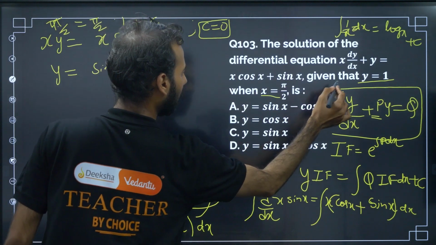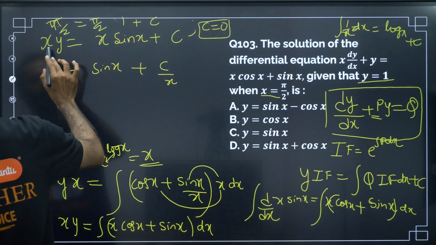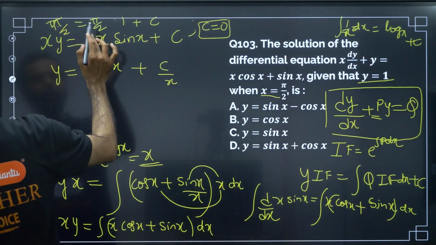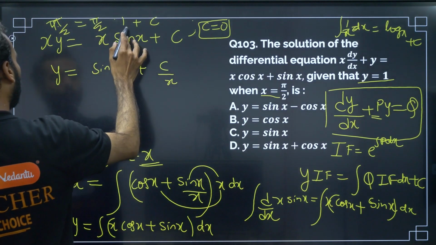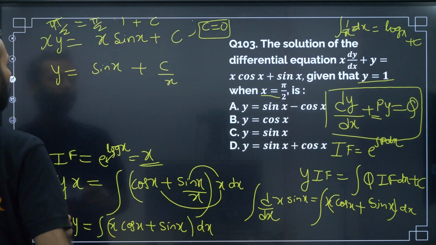From the given condition, here they have given some condition, y is equal to 1, x is equal to pi by 2, you substitute in this. x is pi by 2, y is 1, so sin pi by 2 is 1. So c is equal to 0.